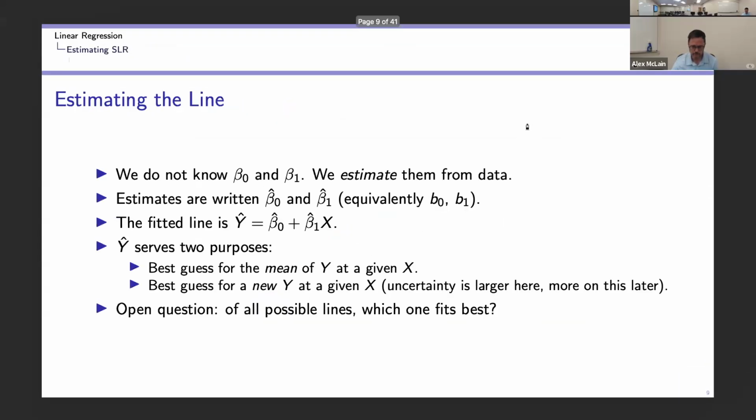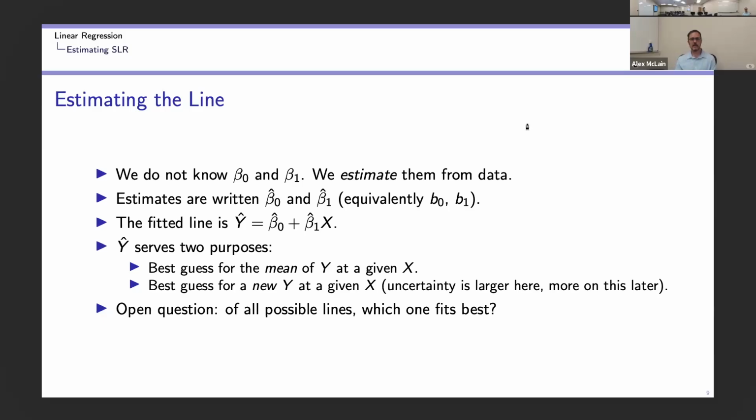Okay, so how are we going to estimate these parameters? We don't know beta 0, we don't know beta 1. We're going to estimate these from the data. When we have estimated coefficients, we'll just put a little hat on top of them. So beta 0 hat, beta 1 hat. Sometimes you'll see people call those b0 and b1 as the estimates.